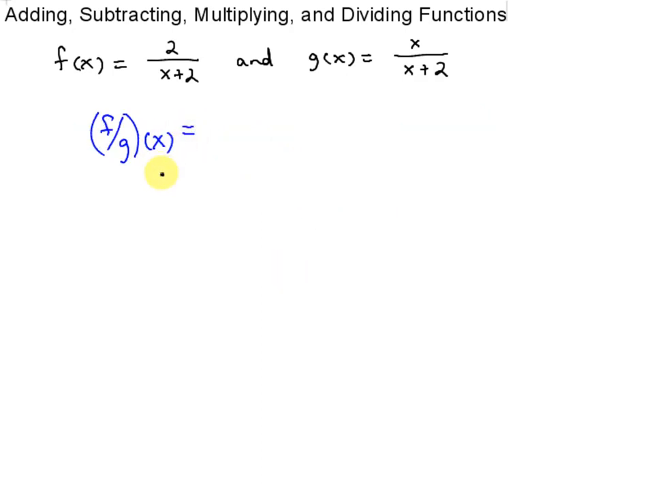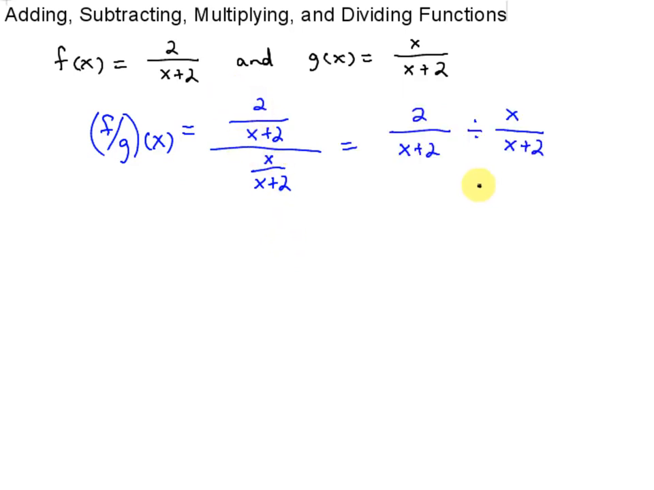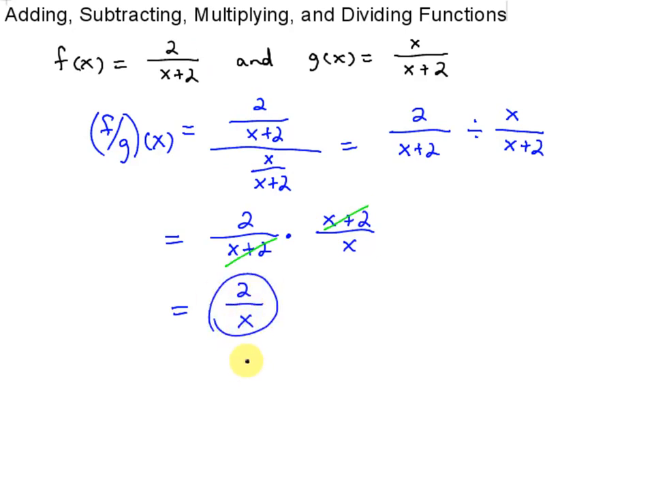Now we divide the two functions, and we get this, which is the same thing as this. Just rewriting it as division, now I can multiply by the reciprocal. And when I do that, I can see that the x plus 2's cancel, leaving just 2 over x as my final function. And to find the domain, I now have to use this step because it shows both functions in totality.